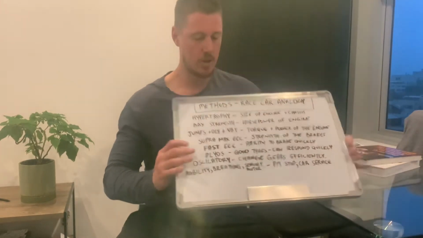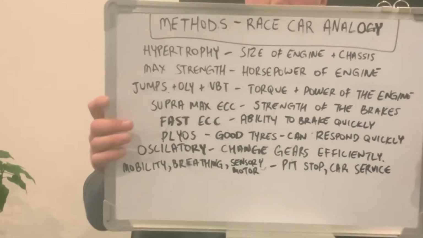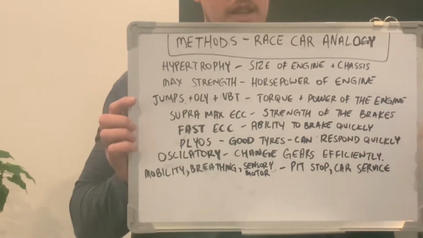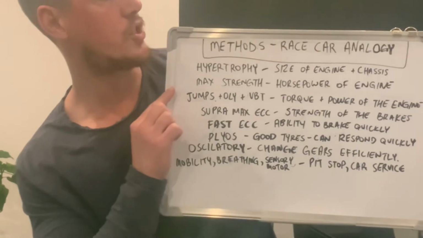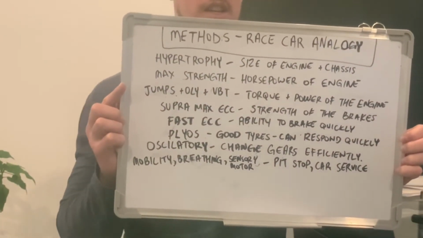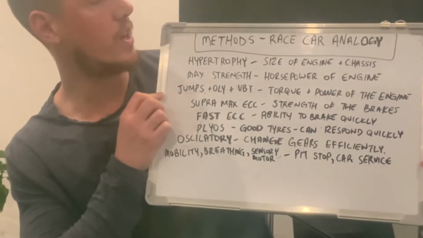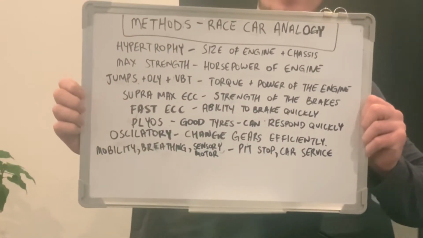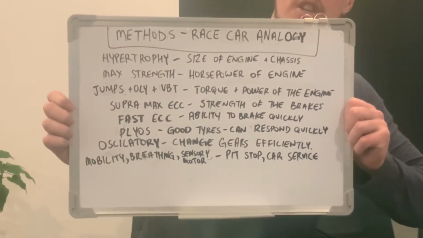So let's run through some of these classifications. Now, if you don't understand the adaptations to all of these, I suggest that you get reading, because I think it's going to help everything. It's going to open up a new world of performance training for you. Now, I'm going to bring this a bit closer. The hypertrophy, okay, is the size of the engine and the chassis, the strength of the chassis, okay. Max strength is the horsepower of the engine. How much grunt does the engine have?